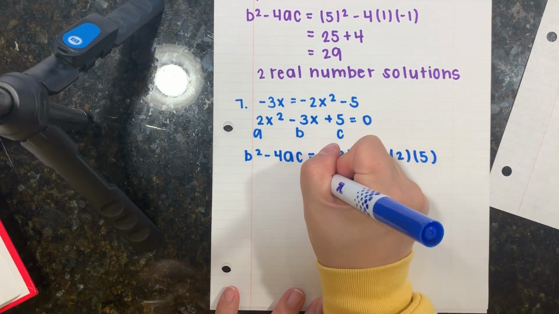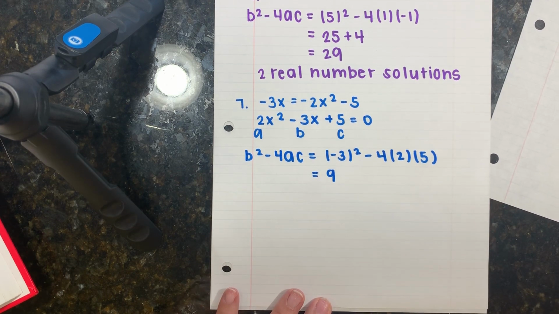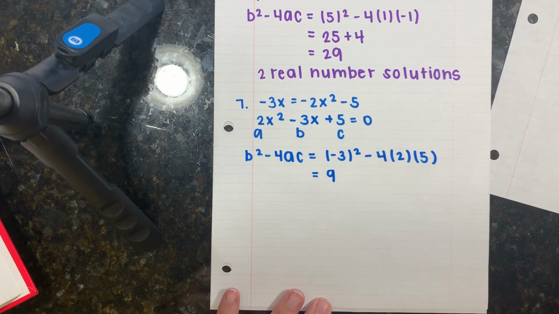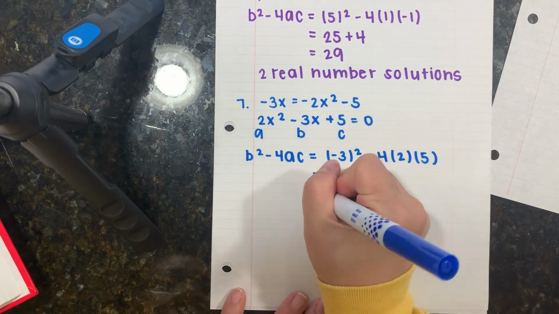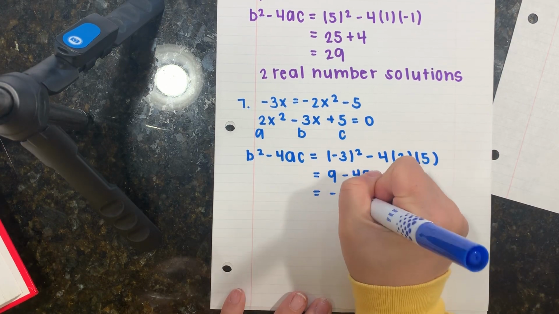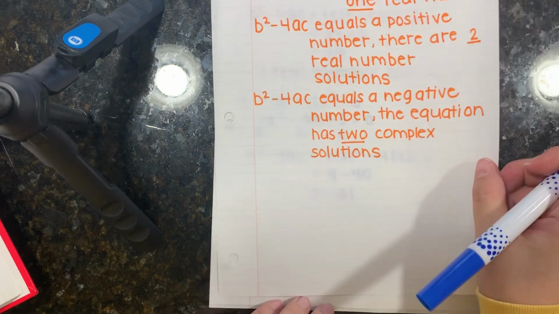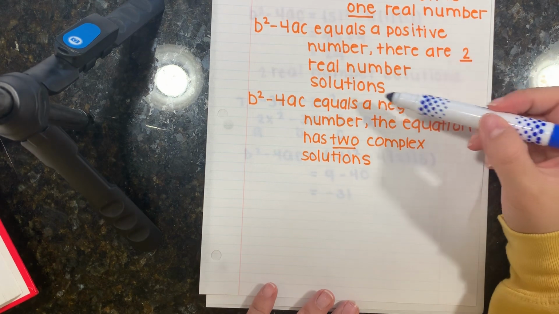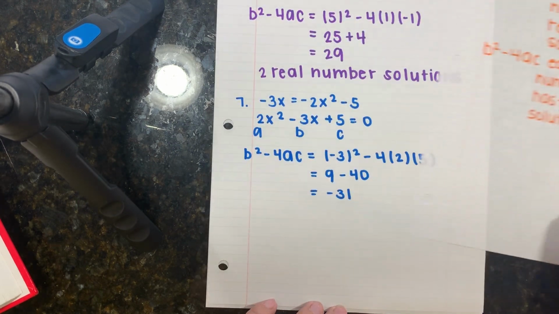Now -3 squared is going to give you +9. And then we have 4 times 2 times 5, which would give me 40. But when I subtract 40 from 9, I get -31. Now, what type of solution is that going to give me? If I look back at my notes, it says b squared minus 4ac equals a negative number. The equation has two complex solutions.